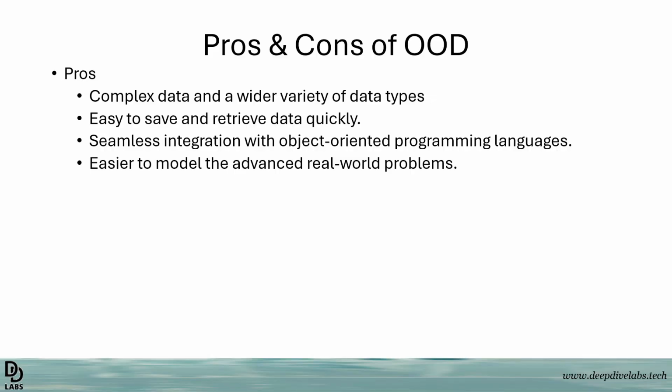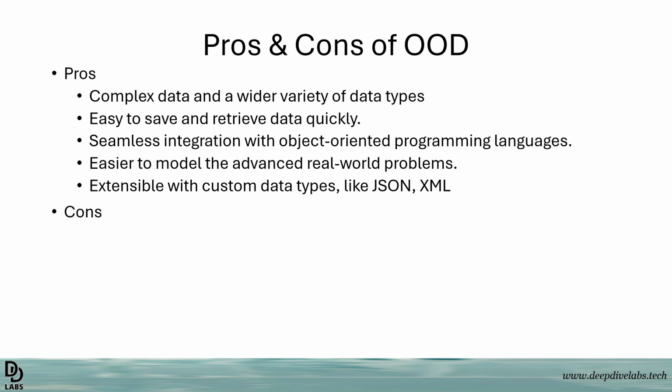If your application is using an object-oriented programming language, it becomes seamlessly integrated. Easier to model advanced real-world problems, because the real world looks at information in object form. So your physical model also models the real world object itself. Extensible with custom data types like your JSON, XML, etc.